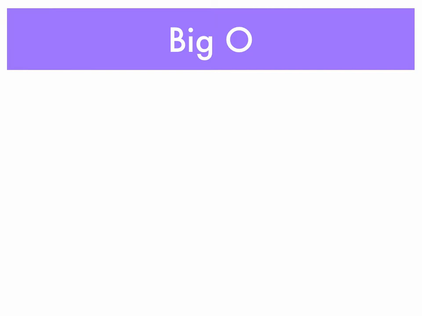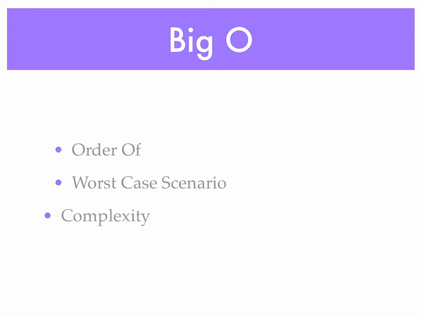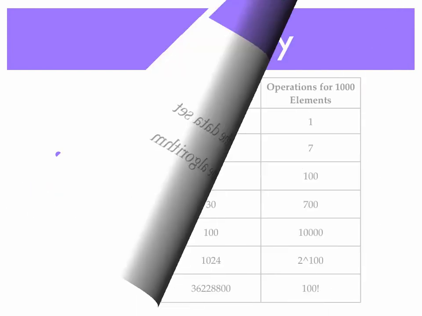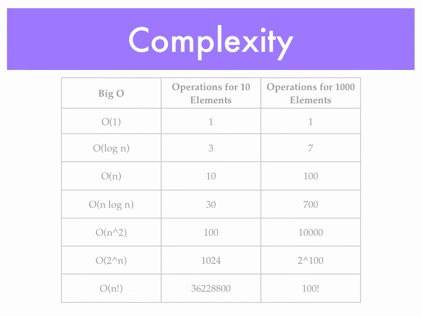Now, Big O Notation, we remember, refers to order of, and it's always dealing with the worst case scenario, and it really relates to the complexity of our algorithm. When we talk about Big O Notation, we're going to use n, and n is simply the number of items in the data set. It's the number of things that our algorithm has to work with. So, Big O Notation communicates complexity, or it's related to complexity.